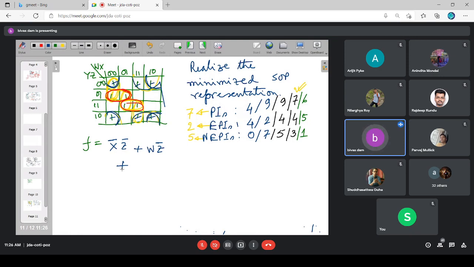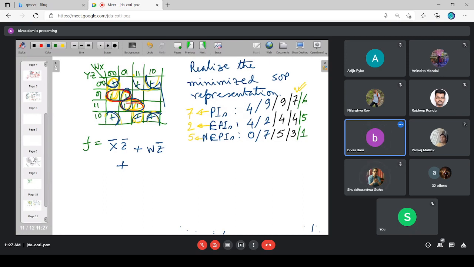In case there are several non-essential PIs and they are all of the same level, our target will be to include those non-essential PIs which are covering the most number of uncovered cells. So here I have three such groups. Here one group, here one group, and here one group. These three non-essential PIs, each of them covers two yet to be covered cells.